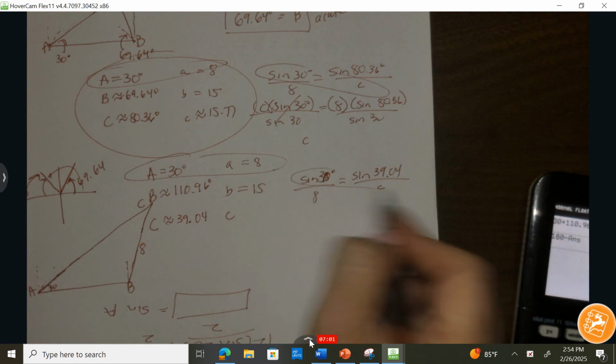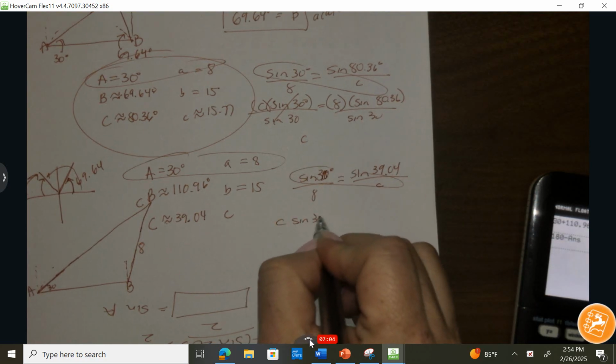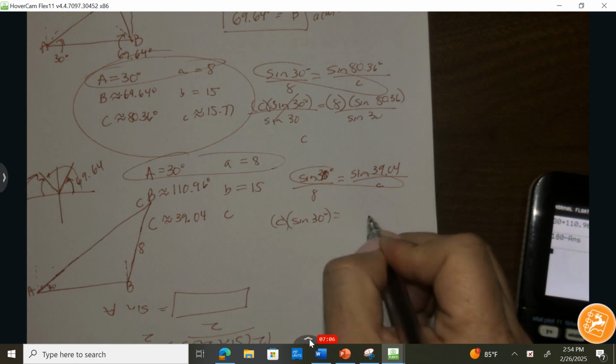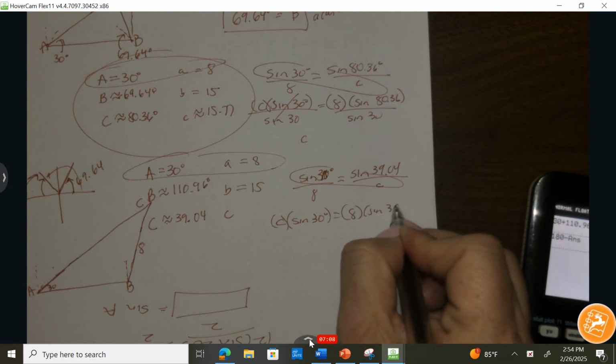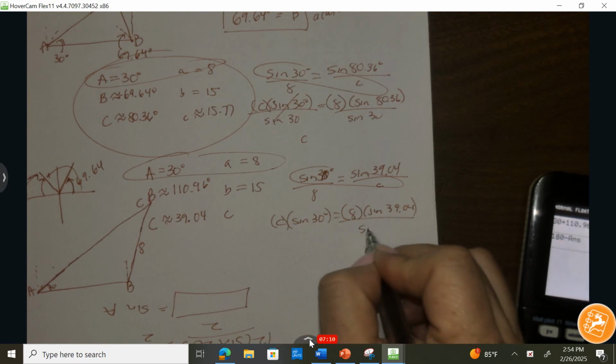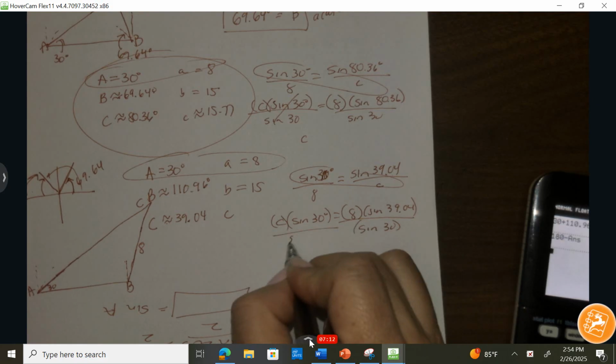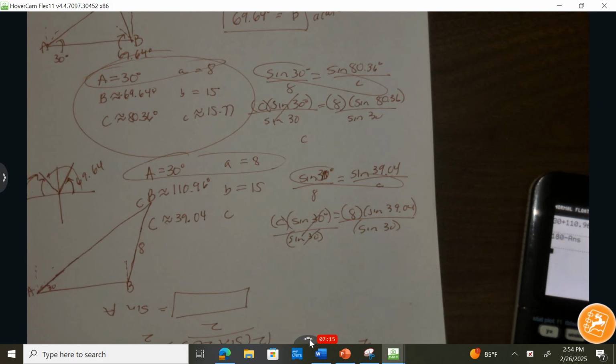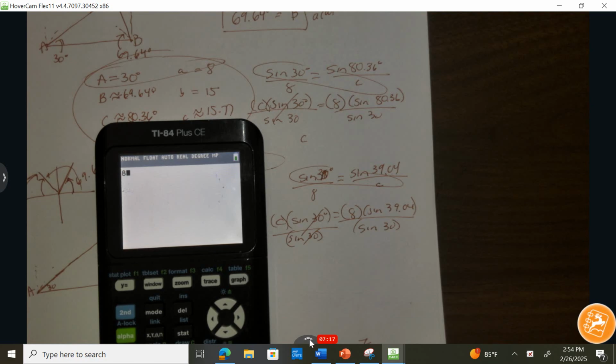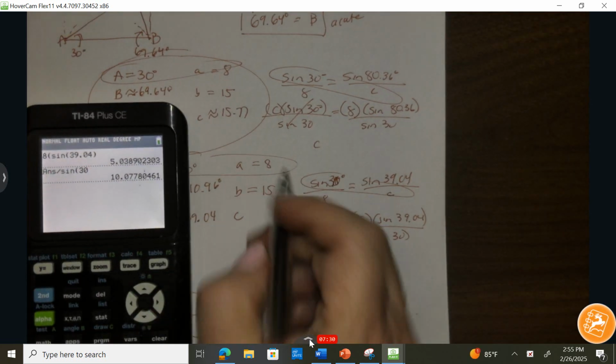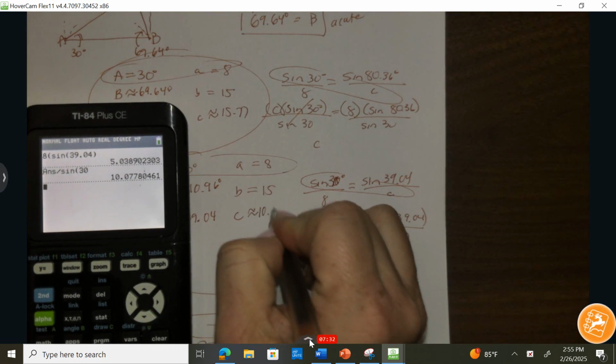little c. Cross multiplying, C times the sine of 30 equals 8 times the sine of 39.04. Divide by the sine of 30. Okay, let's plug it in. Here we go. 8 times the sine of 39.04. We're going to get an answer. And then I'm going to divide by the sine of 30. Make sure you're in degrees. And so I can see that side C is approximately 10.08.